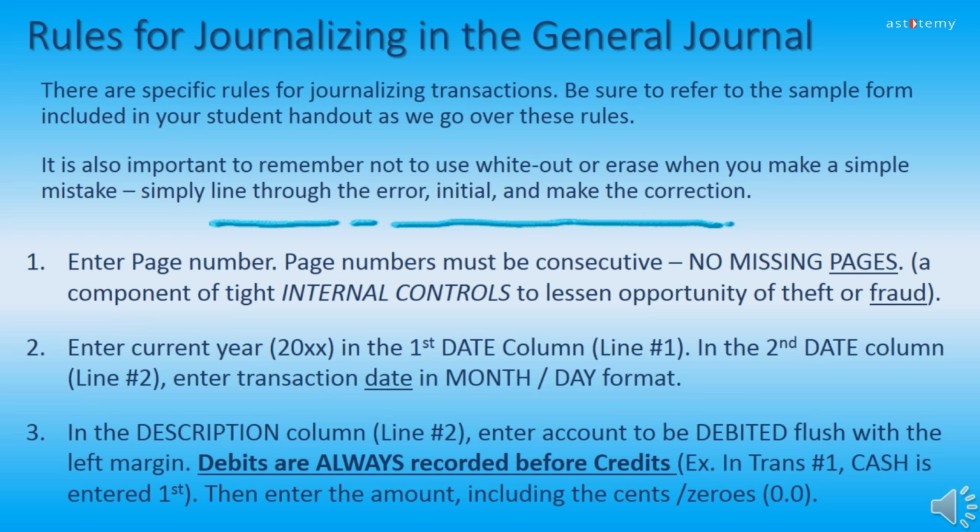Before we get into our exercises, we need to go over the specific rules for journalizing in the General Journal. Be sure to refer to the sample form included in your student handout as we go over these rules, along with the first page in your handout so you can fill in any blanks. It is also important to remember not to use whiteout or erase when you make a simple mistake. Simply line through the error, initial, and make the correction. We're going to cover the first 3 rules on this slide and the last 3 rules on the next slide.